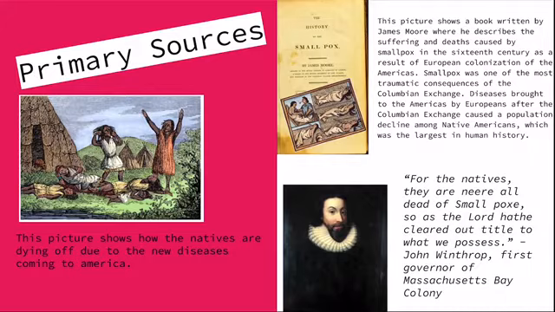And here's a picture of John Winthrop, and he said, "For the natives, they are near all dead of smallpox, so as the Lord hath cleared out title to what we possess." So I feel like John Winthrop's point of view was that he saw firsthand how the Native Americans were dying off because of smallpox.